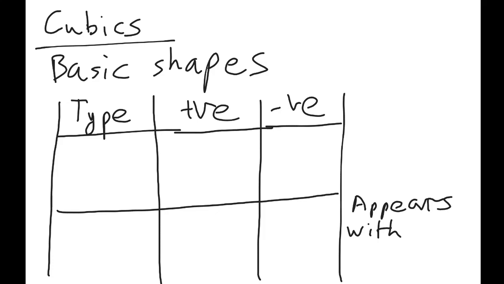So, with cubics, there are two basic types. We're going to start off with the most common one that you will see, in which the positive one has a shape that does this. If it's negative, then we would have a shape in reverse, which does that.